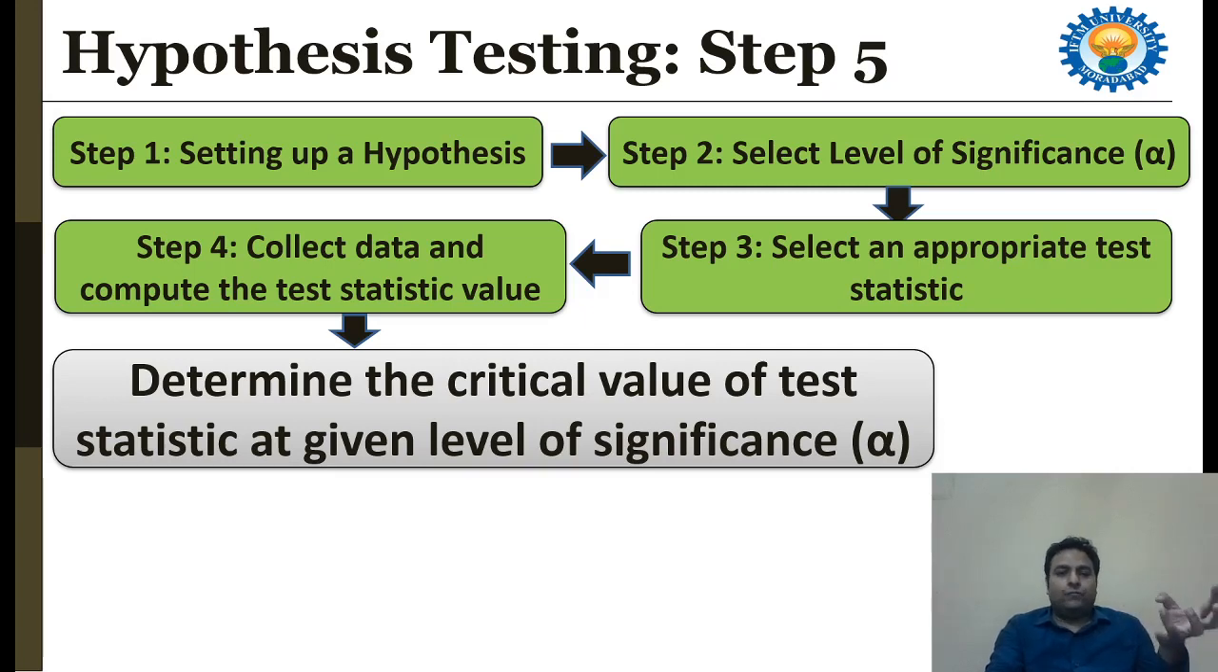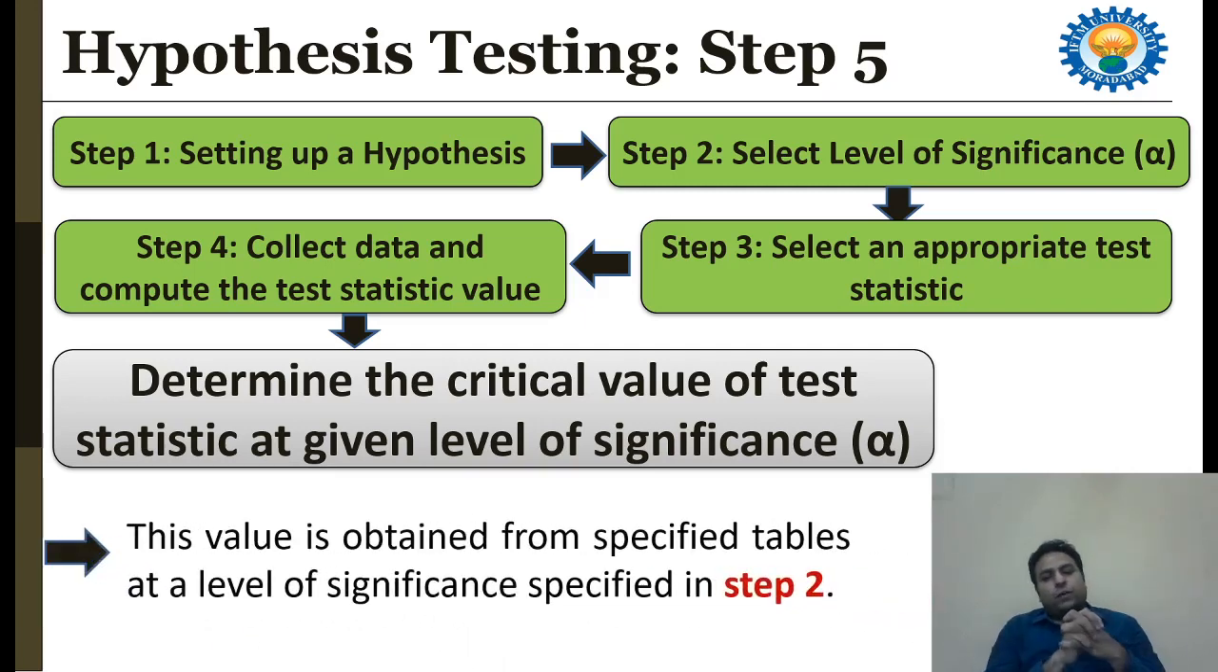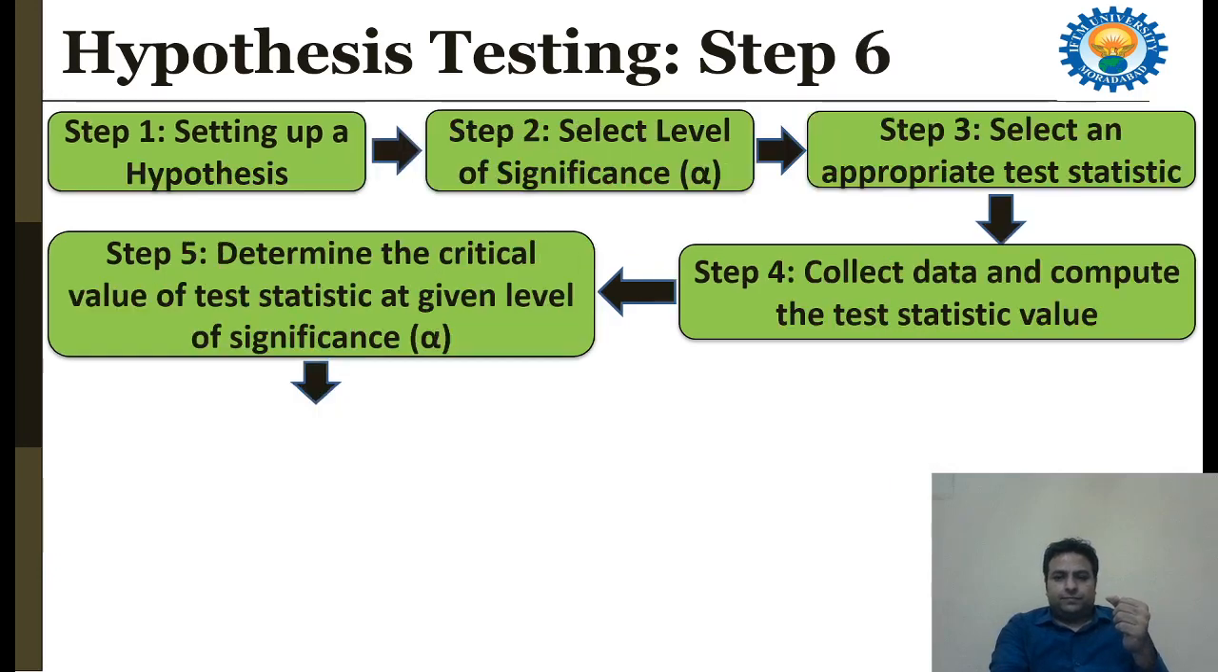So now, till this step, we have defined the test statistic and calculated the test statistic value. Now we will have to determine the critical value of the test statistic at a given level of significance that we have already specified in step number 2. This value is obtained from the specified tables at the level of significance specified in step number 2. So it can be easily seen on the table side. So let's say, for example, if we have a 5% level of significance, then the Z table, the normal distribution table, will have the value between 1.64 and 1.65, that is 1.645. It can easily be seen on the table itself.